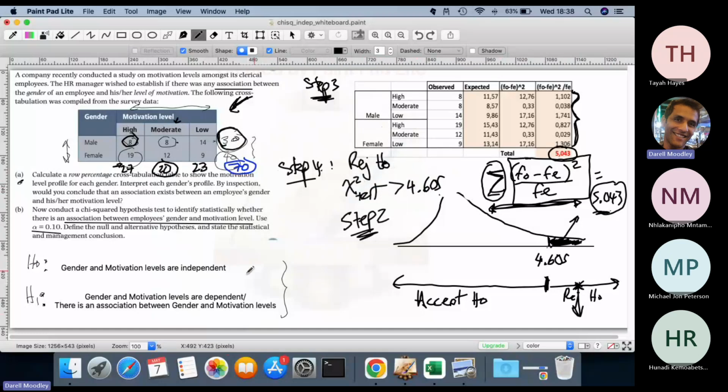We reject H0. So based on that, now you could deduce which of these statements is true. Remember, we're saying reject H0. So that means there's H0, we reject it. So that means this one's right. So that means at a 10% level of significance, there's your alpha, there is an association between gender and motivation levels. That's how you would conclude step 5. Okay, and that is this question done.